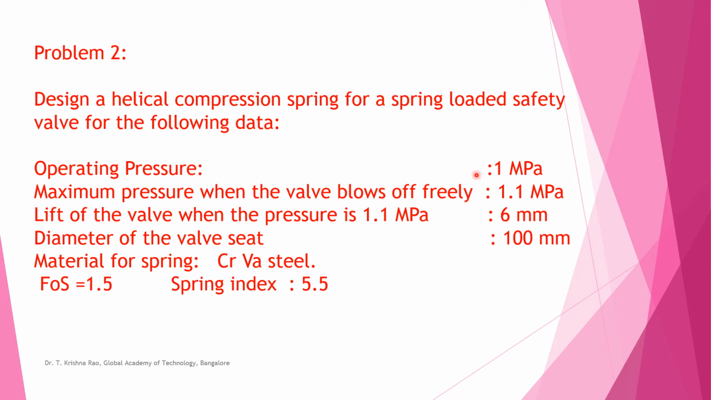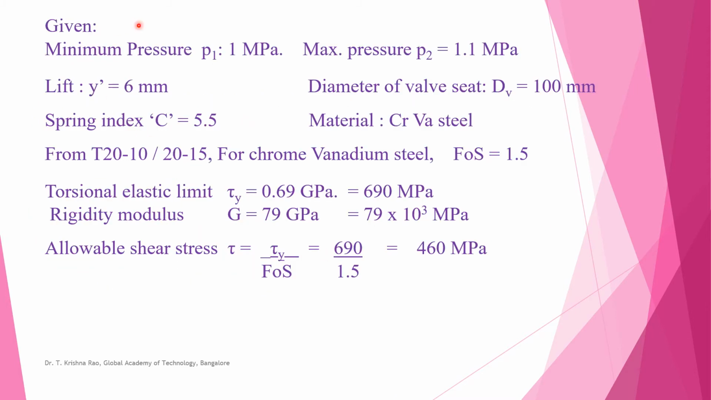So what he has given is that the spring loaded safety valve should satisfy these conditions: from the operating pressure, the maximum pressure acting on the valve, the lift required, the diameter of the seat, and the material. So I have listed down the given data here. Minimum pressure is 1 megapascal, maximum pressure is 1.1 megapascal. During the pressure increase from 1 to 1.1, the valve will lift by 6 mm. Valve seat diameter is 100 mm, where the pressure is acting.